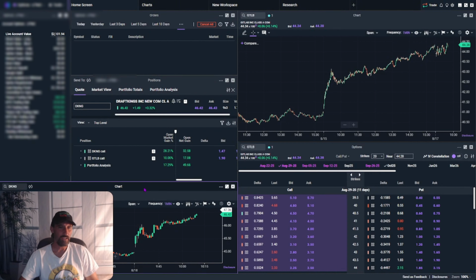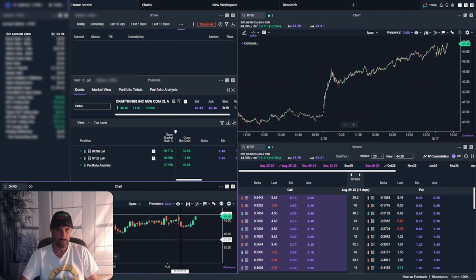Okay, quick update on DKNG. We're currently up 28%, which for a small account is pretty good. We're trying to build this slowly, so if we can grab 30% gains here and there, that would be awesome. But I want to show you on the chart what I'm looking at. Let's change this to a daily chart. Zoom in a little bit.